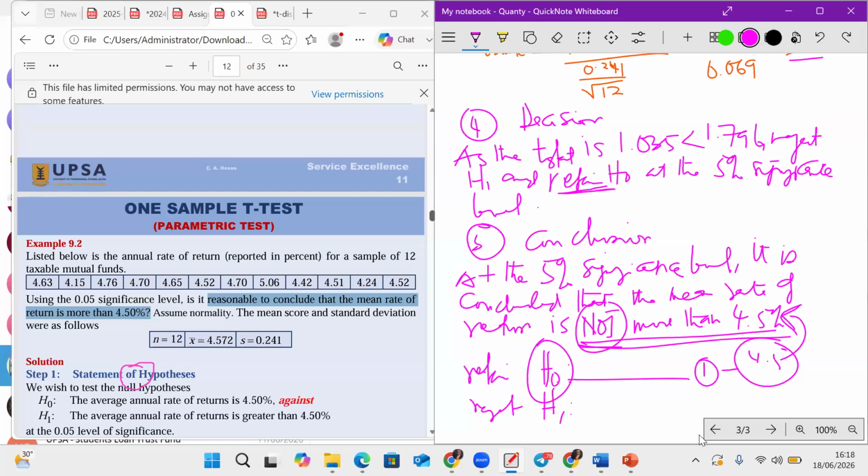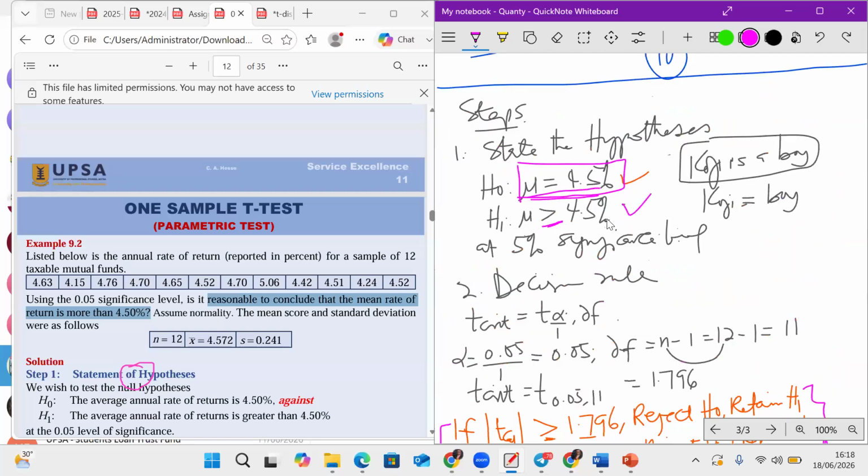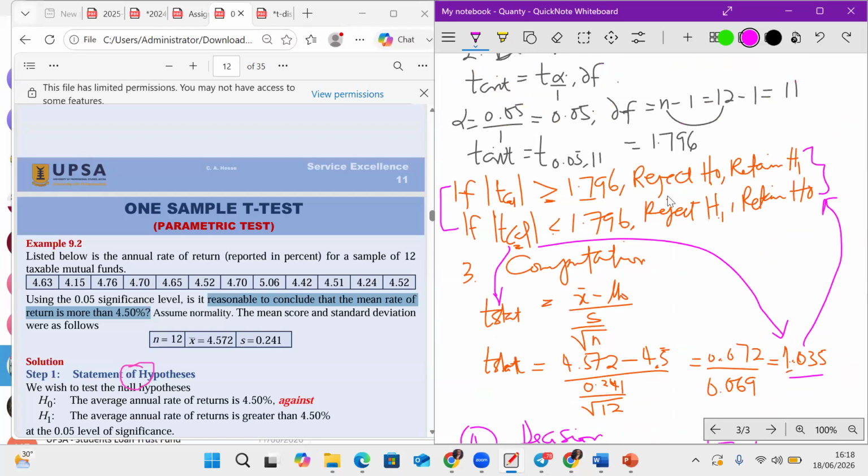Let's look at the one we solved yesterday. So would there be a situation whereby, in the computation, the third step, can you get a negative? Yes, you can get a negative figure. When you get a negative figure, sometimes the population mean will be greater than the sample mean.